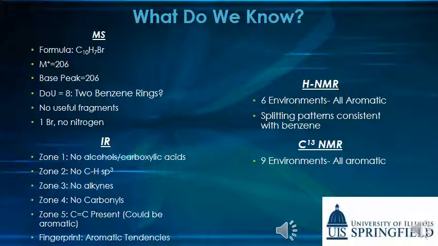Now from proton NMR, we learned that we had 6 proton environments, all of which were aromatic. And we saw a couple of splitting patterns that were very consistent with benzene. And from carbon-13 NMR, all we really learned was that we had 9 environments, all of which were aromatic.